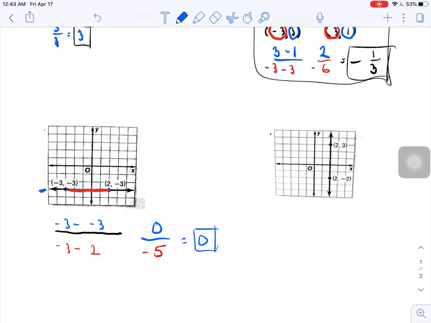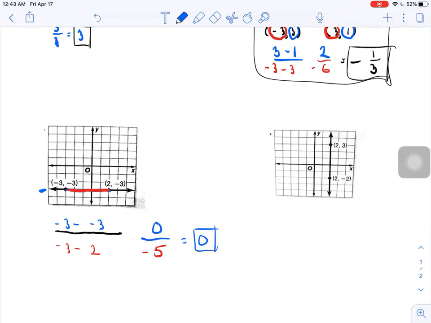So if you have a line that's perfectly horizontal, it's just running flat like that, it will always have a slope of 0. So eventually, you'll learn to recognize that, and you'll be able to see that line and not have to worry about calculating, and just automatically say, slope is 0.